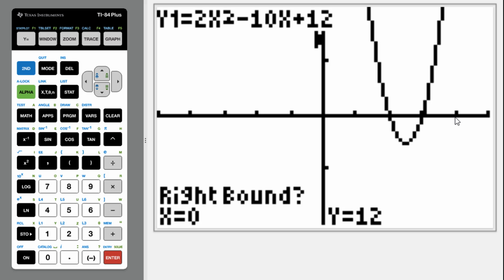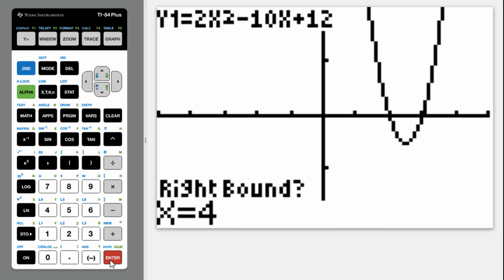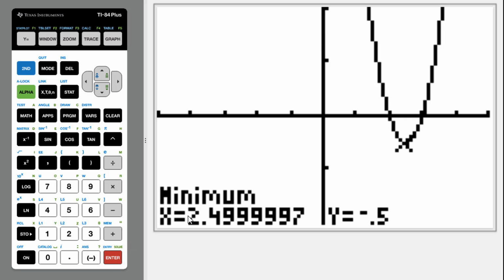It is clearly on the right side of this minimum point. So let's do 4. Enter. Enter. It shows you 2.4999. Basically, it's 2.5. The y coordinate for this minimum point is negative 0.5.